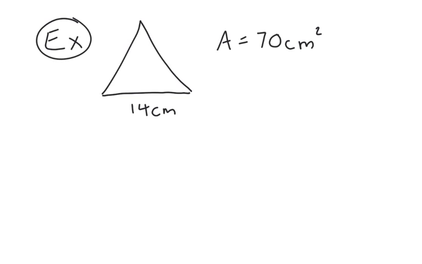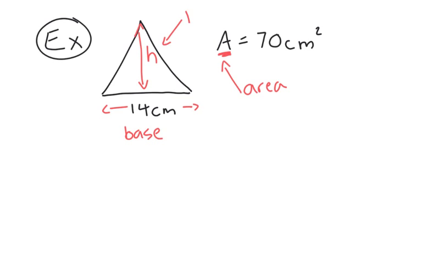In our first example, we have a triangle. We know that its base is 14 centimeters, and we also know its area. So I'm just going to write that down so you remember that A stands for area, and this 14 is the length of the base. With this information, we want to figure out the height of the triangle, and I'm going to represent this with the variable h. So h stands for height.